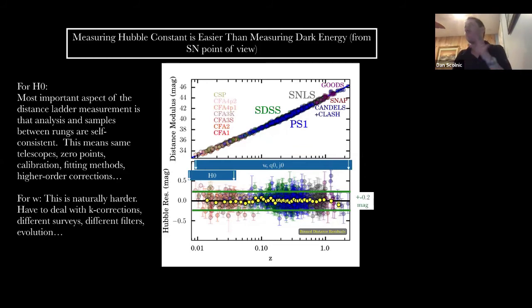And maybe present company excluded, there are a lot of people that would trust supernovae for W, but not supernovae for H naught. To me, that's a bit backwards, because one is a much more difficult and sensitive measurement than the other.